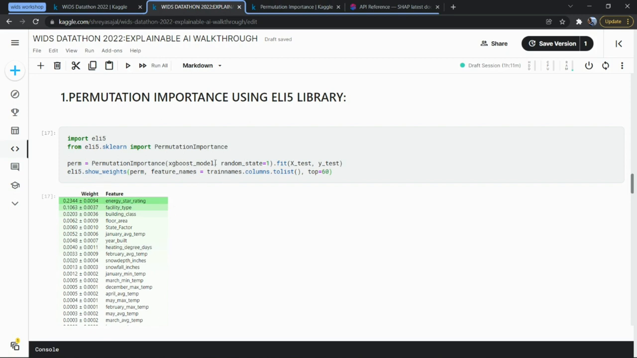The XGBoost model is the model that we trained on our data set to predict the site EUI. After that, we have used permutation importance from the ELI5 library, and we have used an instance of this permutation importance class to get the weights of the variables, that are the features. And we have got energy star rating at the very first, and then the facility type building class.